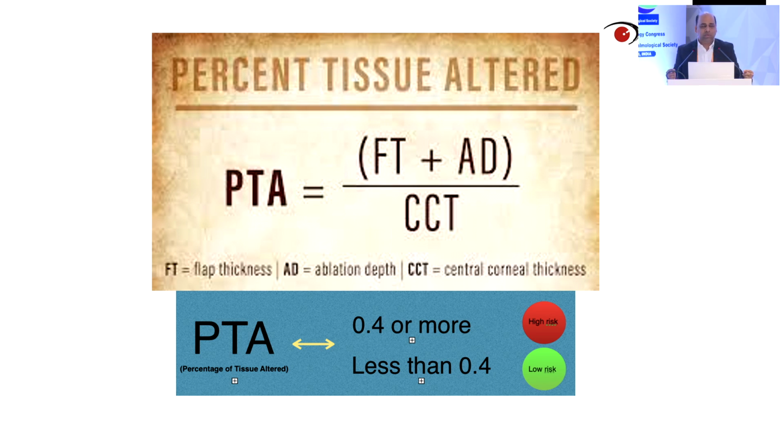If PTA value is 0.4 or more, then that's a problem. You should defer those patients for corneal-based procedures, go for the lens-based procedure. If PTA is less than 0.4, that's a green flag. You can go for the laser procedure. So this is a very simple calculation. Even your optometrist can calculate and give you the value of PTA. Once the patient comes in your room, along with Pentacam, tell your optometrist, calculate the PTA and write here.